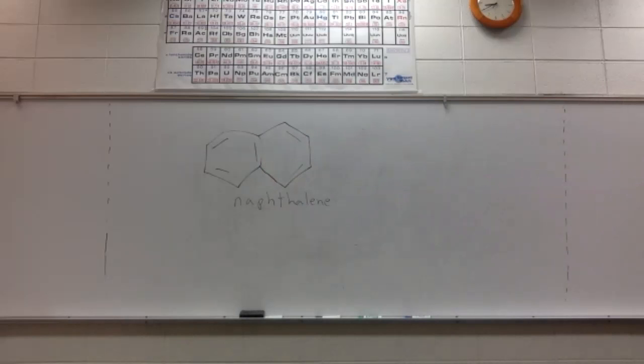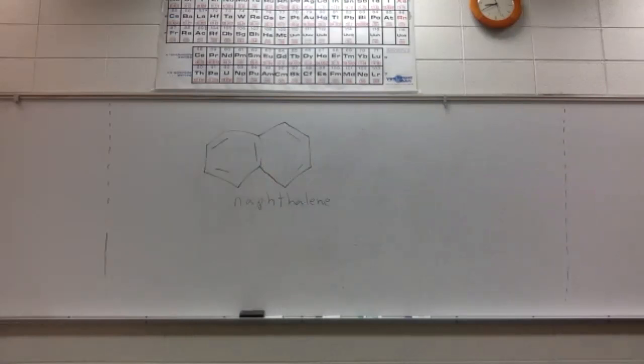We got 10 carbons, right? Do all of those 10 carbons in that double ring system have an available p orbital? I see some nodding. Yeah, they do, right? They're all sp2 hybridized. That means they all have one p orbital.